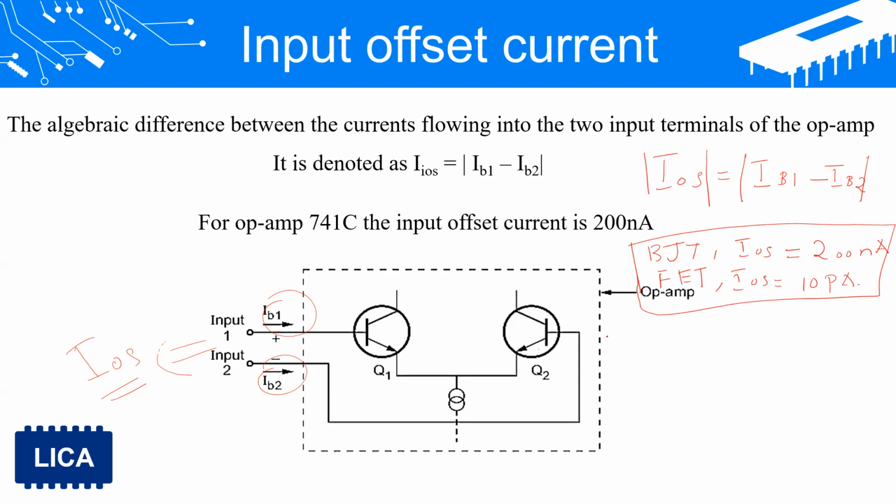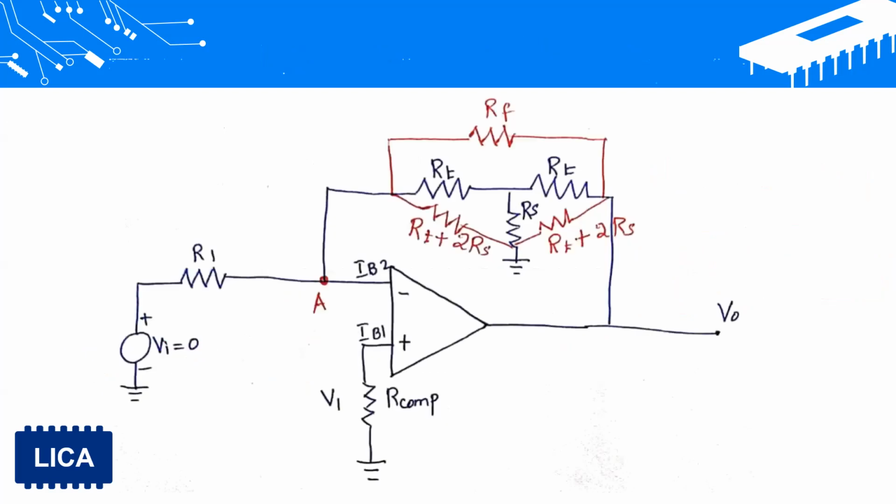So due to this offset current, output voltage is produced when input voltage VA is zero. Referring to this figure, you don't consider this red color marking for now. Just consider the below part only.